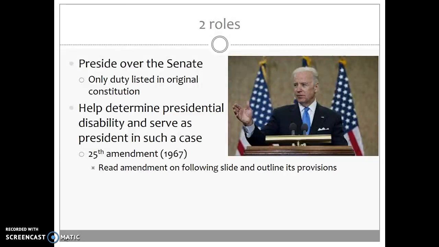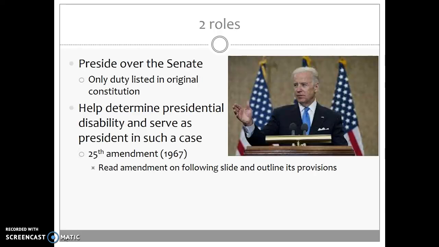Officially, vice presidents have two roles, according to the Constitution. Again, they preside over the Senate. That's called President of the Senate. It's the only constitutional duty that they have. Really they just show up to lobby for the White House, or they can break ties if there's a tie in the Senate. They also help determine presidential disability and serve as president if there is such a case.